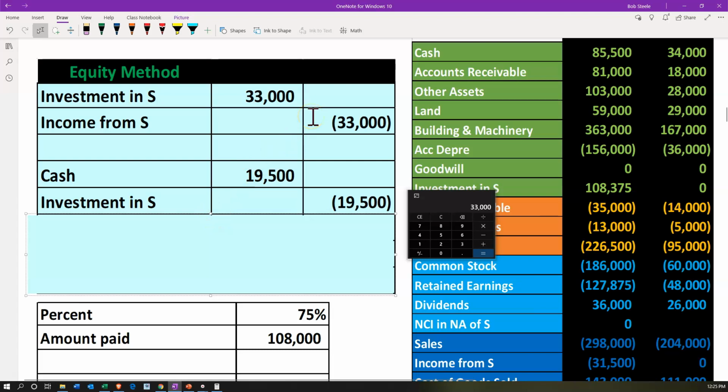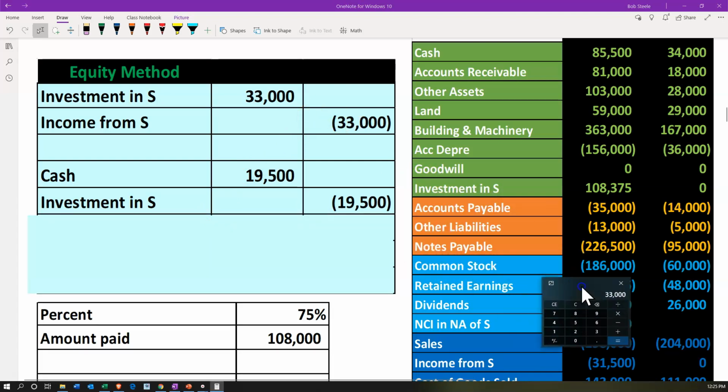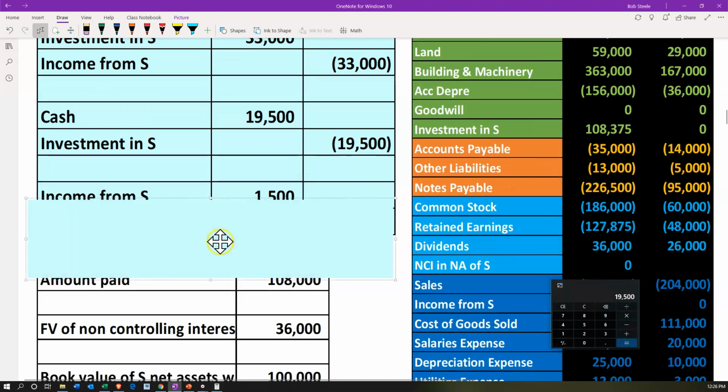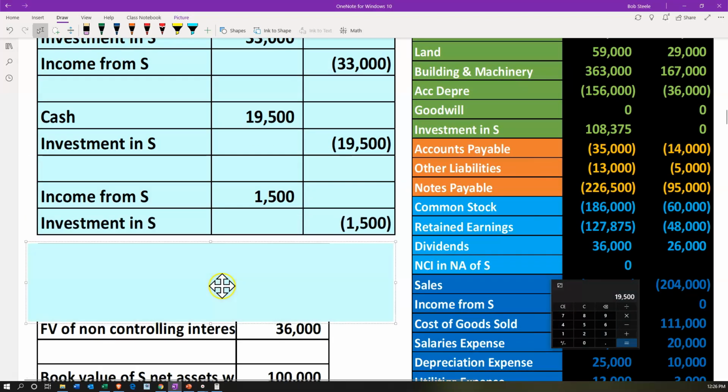Next thing we will typically do is the dividends. S gave dividends of 26,000. Some of those went to P, the parent. So subsidiary to parent, 26,000 dividends, 75% went to the parent. That means the dividends on the parent side are 19.5. Then we're going to be crediting the investment for that 19.5 as well. Normal equity method type stuff there. Then let's actually move this thing out of the way completely.